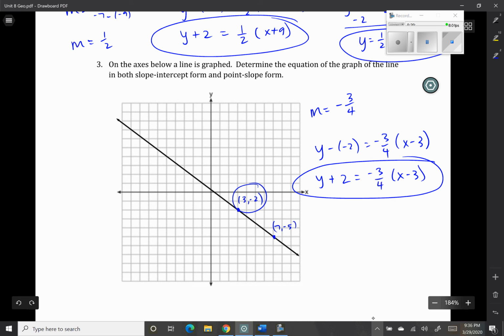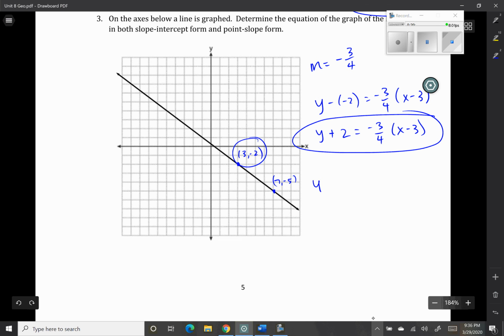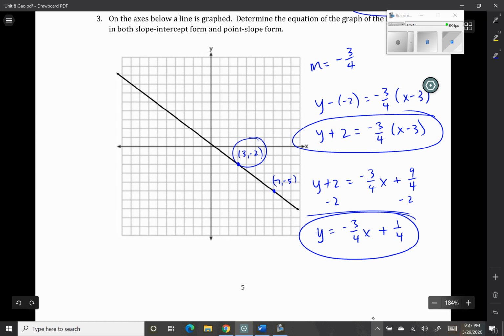Now this question did actually ask us to find both forms of the equation of a line, so that's one of the answers. If I distribute the negative 3/4, I would have y plus 2 is equal to negative 3/4 x, double negative, that's going to make this a plus, and that's going to come out to be 9 over 4, or 2.25, whatever you did there. If you subtract 2, you're going to get y is equal to negative 3 over 4 x plus 1 over 4. If you use decimals there, totally fine. It would have just been 0.25.